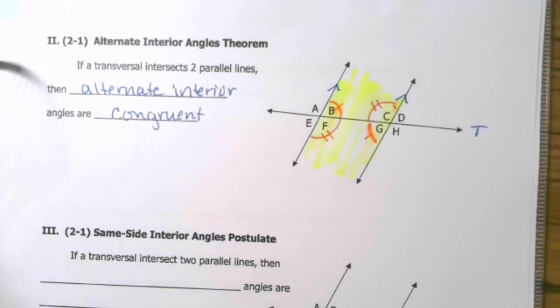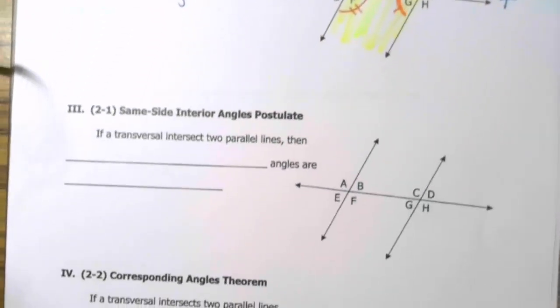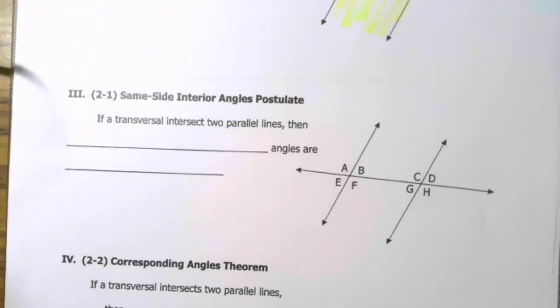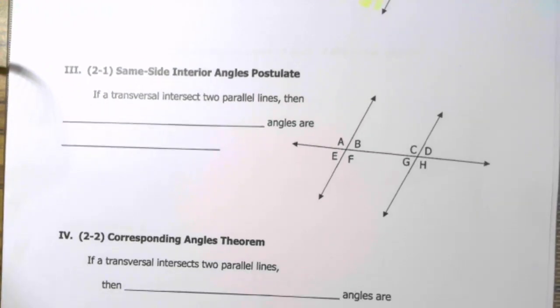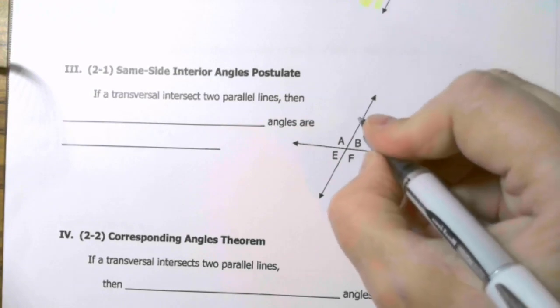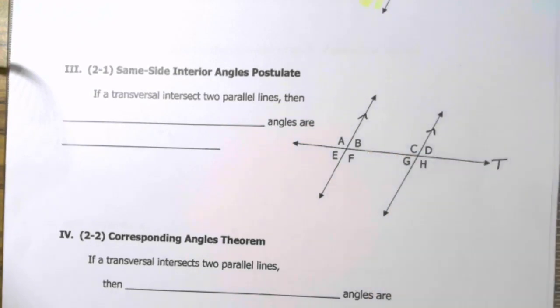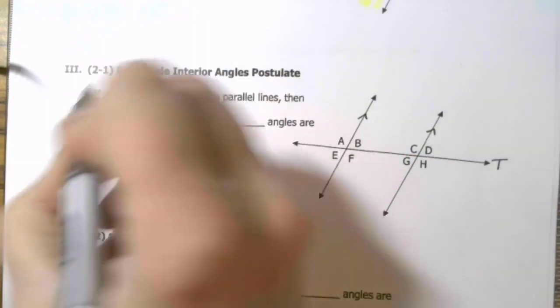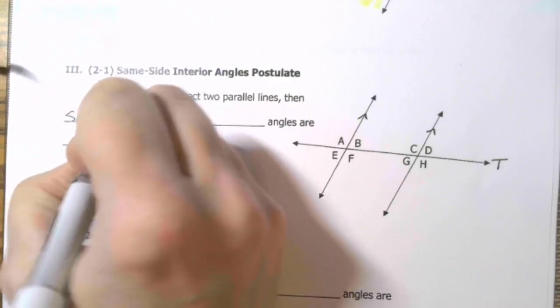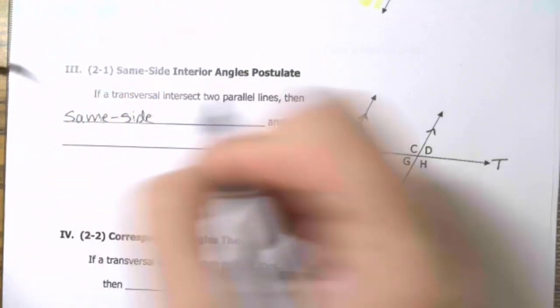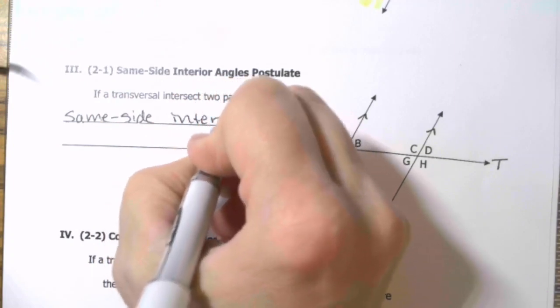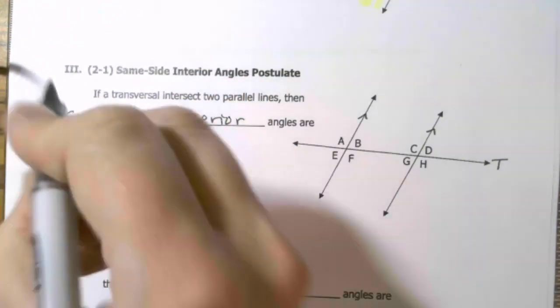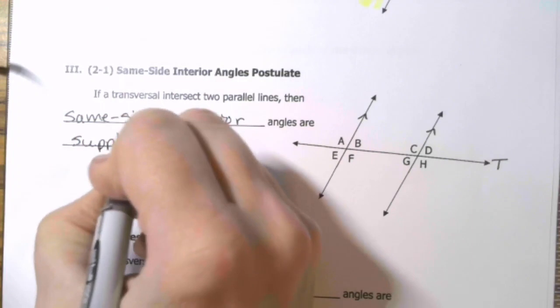This is interior. All right, theorem, this is still 2-1. Same side interior angles postulate. It starts out, if a transversal intersects two parallel lines, okay, so here's our parallels, there's our transversal, then same side interior angles are supplementary.